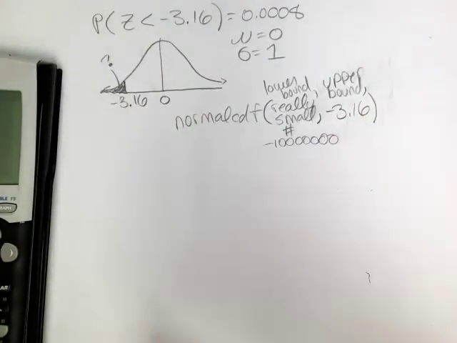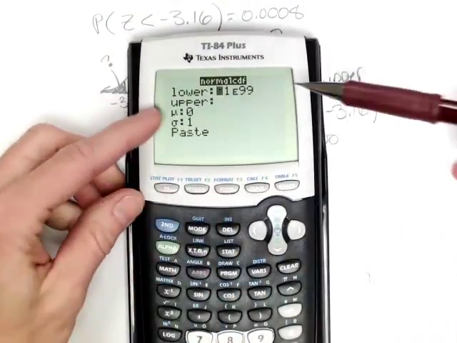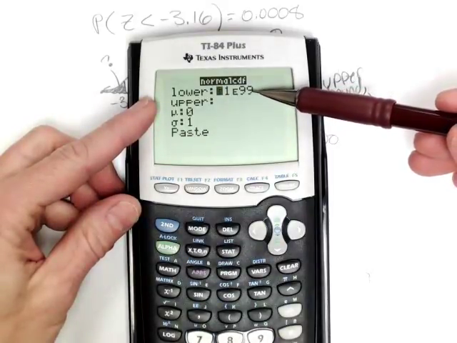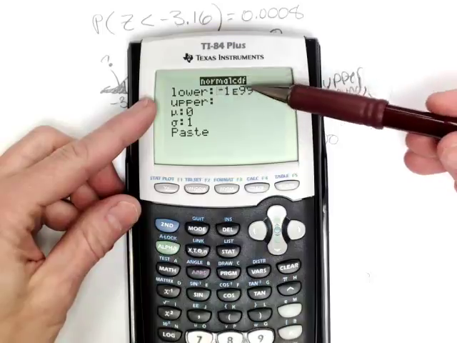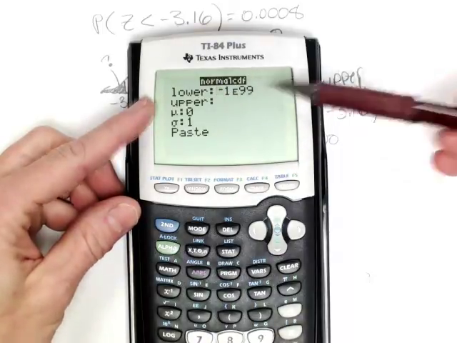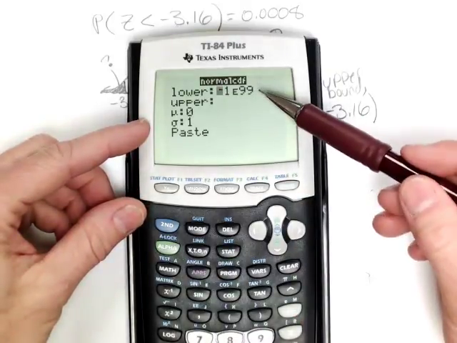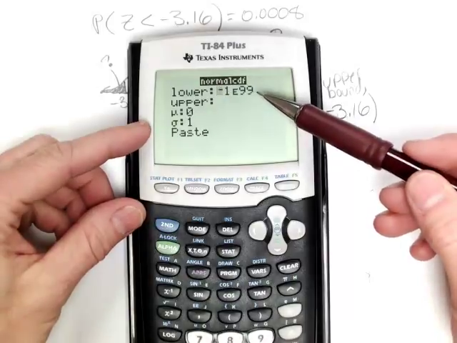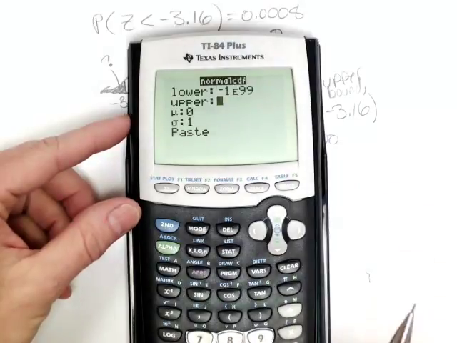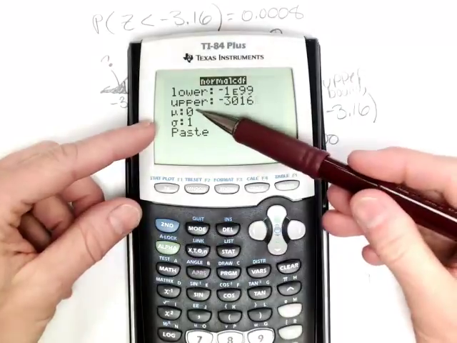Okay, so if you have the older calculator, that's what you need to do. On the newer calculator, when you first turn it on, it defaults to a really small number. Okay, so this negative 1 e to the 99 is the calculator's version of something close to negative infinity. So you can just leave that there. If for some reason it's not there, you can put in a really small number, like negative 1,000,000. Okay? And then my upper bound is negative 3.16, and it defaults to standard normal.